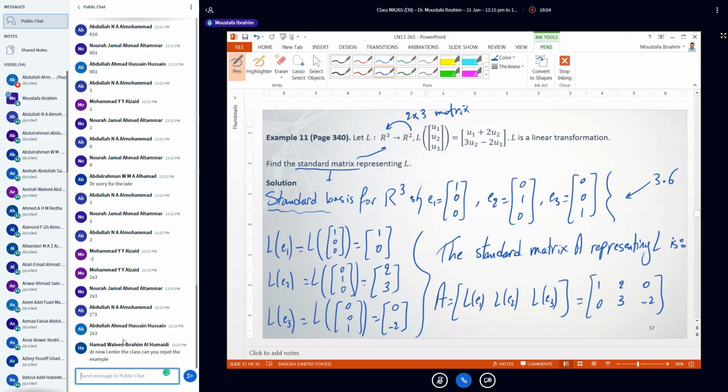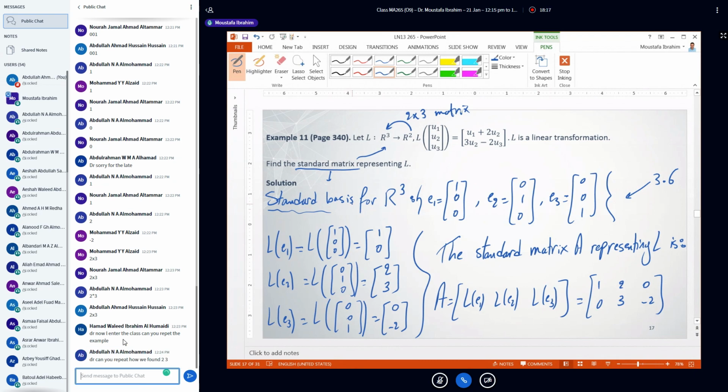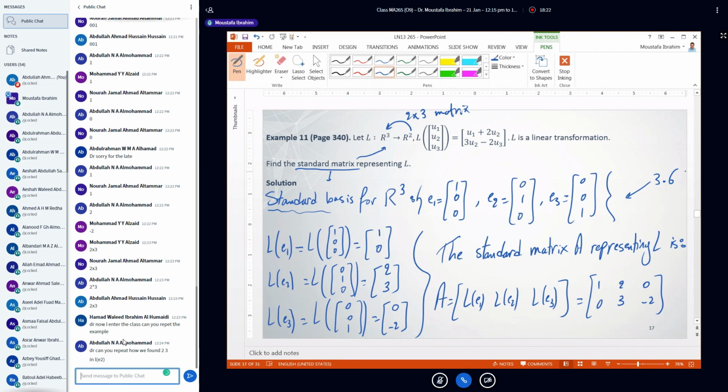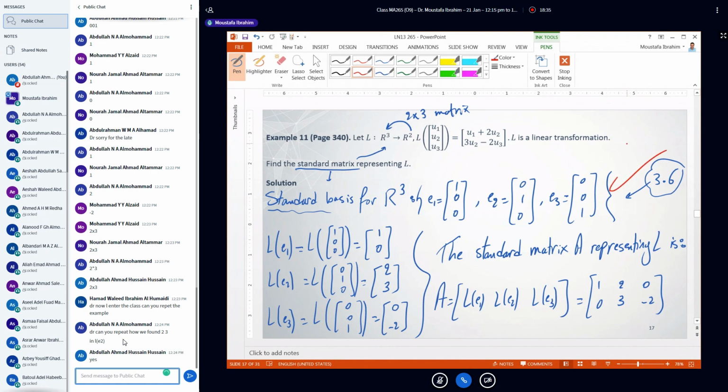Yes, Hamad. So to find the standard matrix, please follow me all of you. First of all, we have to find the standard basis from R3. It's 1, 0, 0, 0, 1, 0, and 0, 0, 1. Okay? Clear for this one? Clear up to here? Okay.